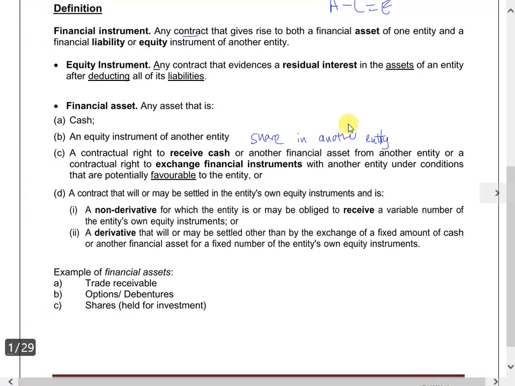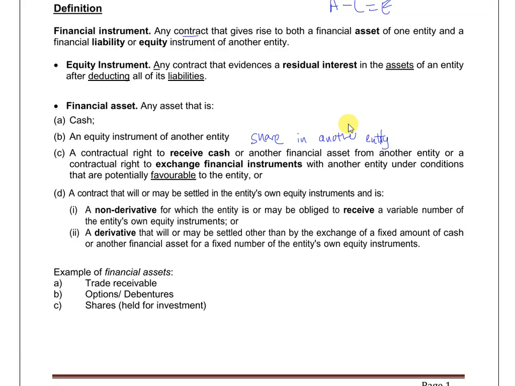And the last one, C, a contractual right to receive cash. You have the right to receive cash or any other financial asset from another entity, or a contractual right to exchange financial instruments with another entity under conditions that are potentially favorable to the company. So you either receive cash or exchange with other assets that are potentially favorable to us. That's why it's an asset. If it's not favorable, it has to be a liability.